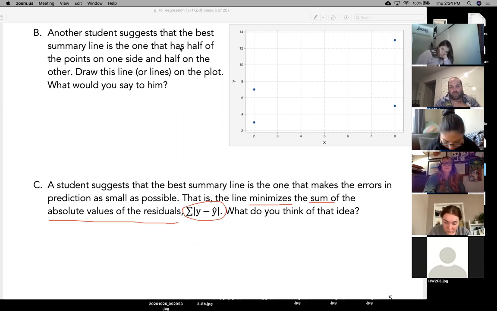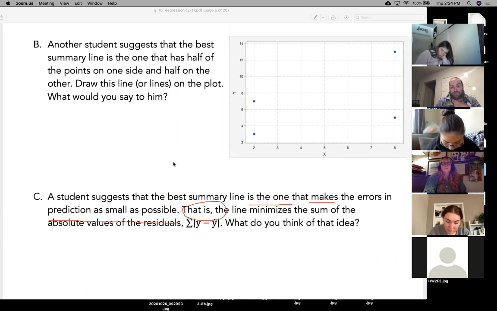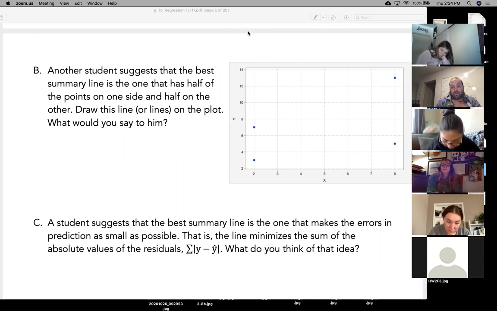Well, here's what I'm going to do. I'm going to try it. Let's draw a line and calculate that. I'm going to draw a line that looks like that. So let's calculate the residuals here.